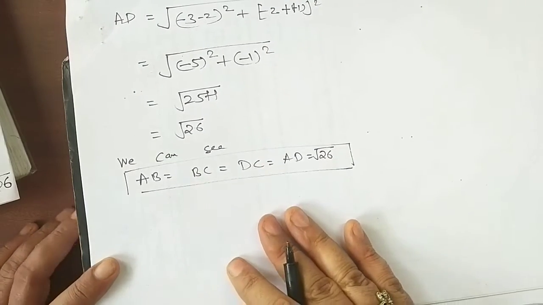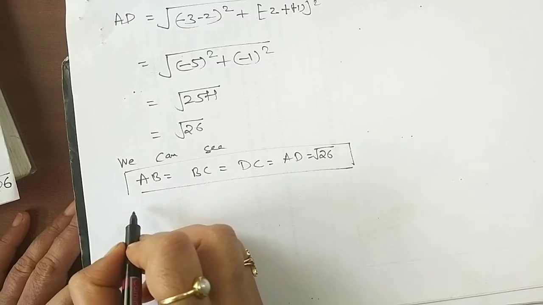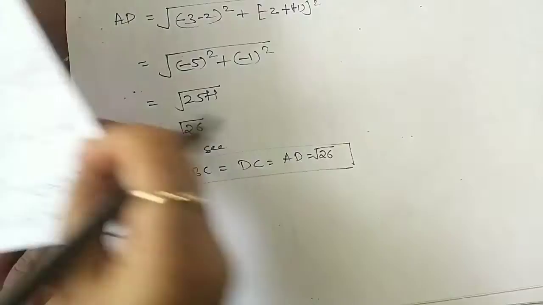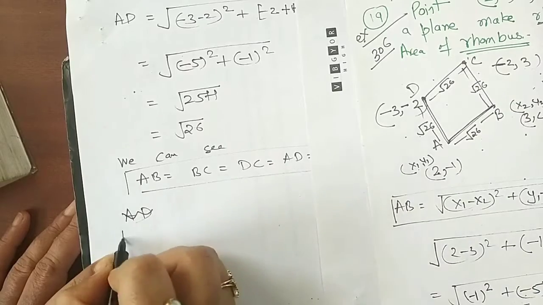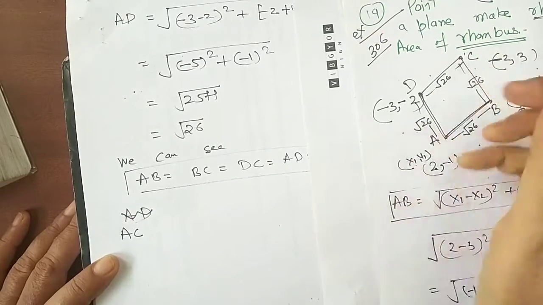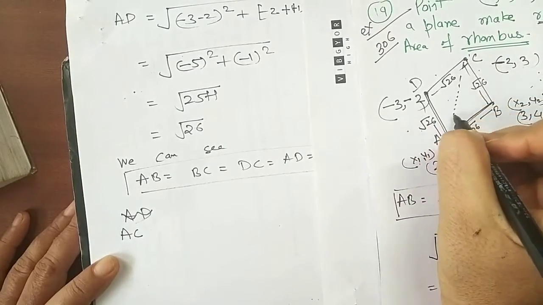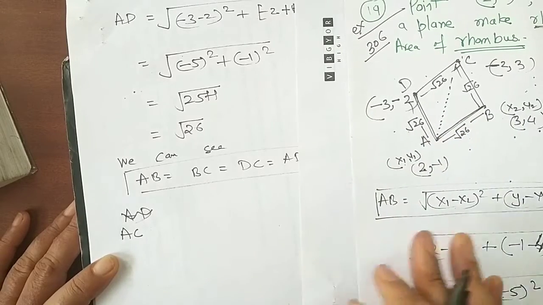Now for a rhombus we need the diagonals also. So let me calculate AD first. I'm sorry, AC. No, wrong. AC. AC is my first diagonal. This one. Okay. So what is AC?